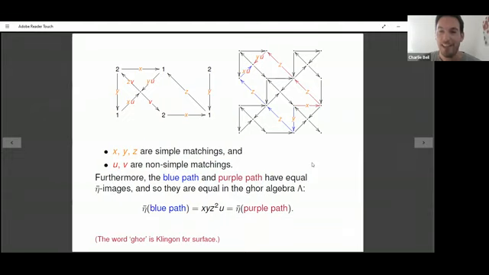And just in case anyone is wondering, the word core, since surface algebra was already taken, core is Klingon for surface.